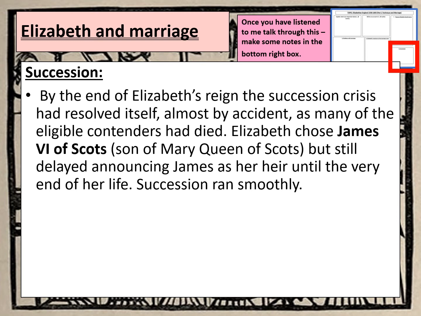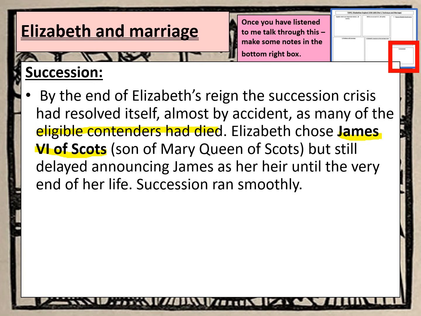So by the end of Elizabeth's reign, the succession crisis, i.e. who was going to take over after her death, had resolved itself, almost by accident. And this was because the eligible contenders had died. Elizabeth chose James VI of Scotland, first of England, sixth of Scotland, son of Mary, Queen of Scots, but kept delaying until right at the end of her life.